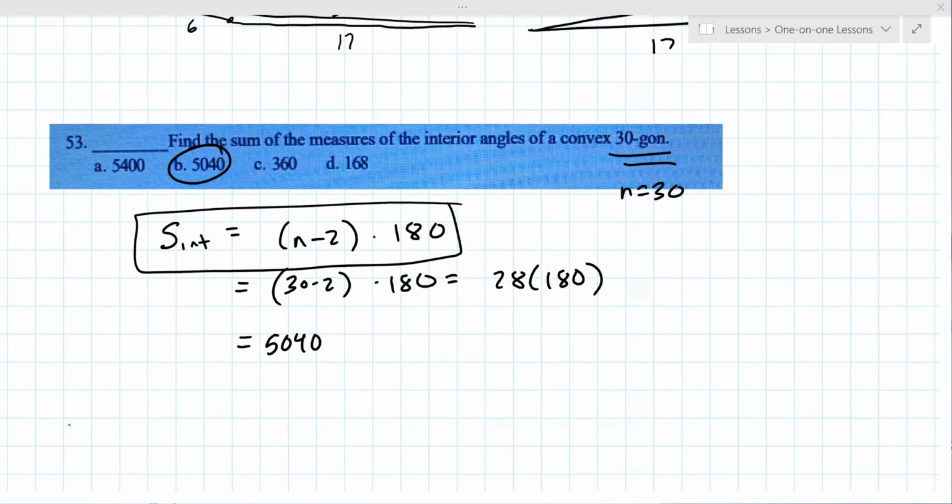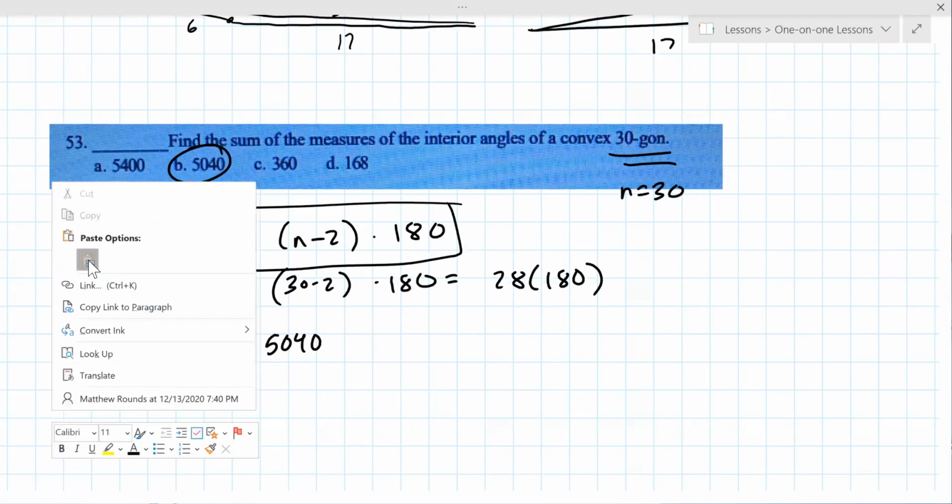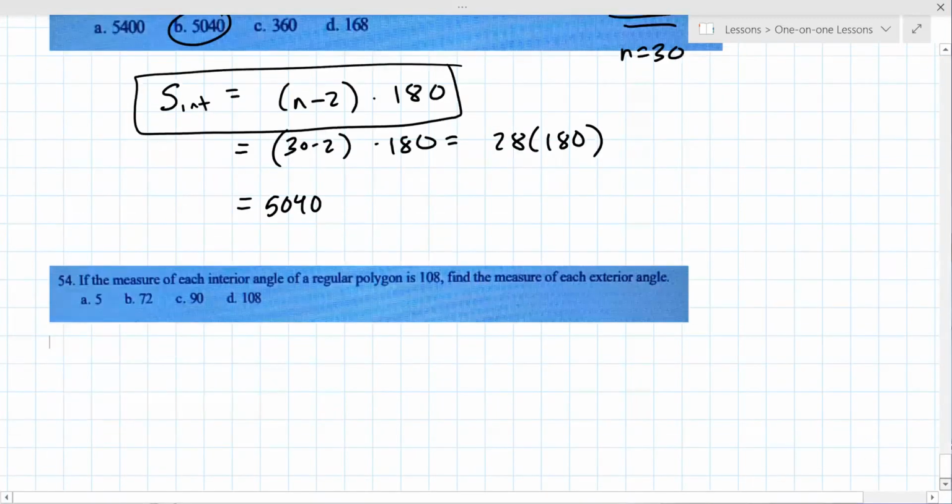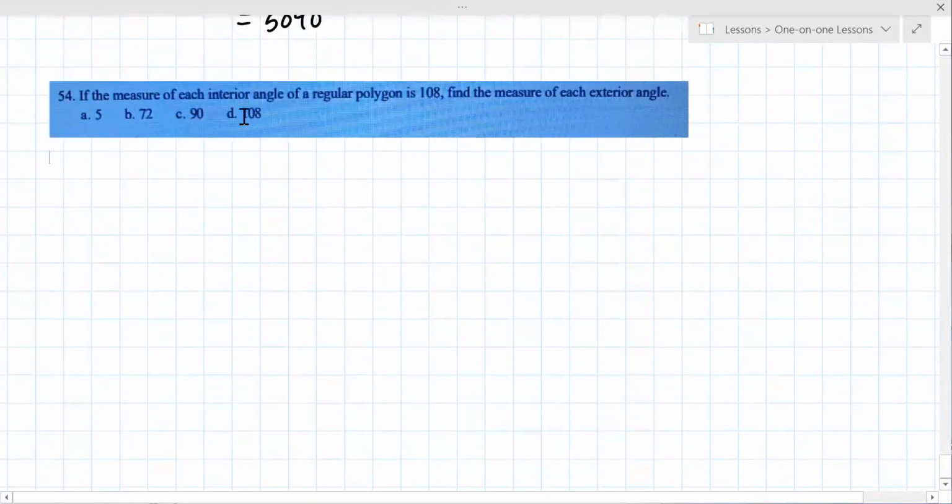54. If the measure of each interior angle of a regular polygon is 108, find the measure of each exterior angle. So the relationship between the interior angle and the exterior angle is that they add up to 180. The interior plus the exterior has to equal 180.